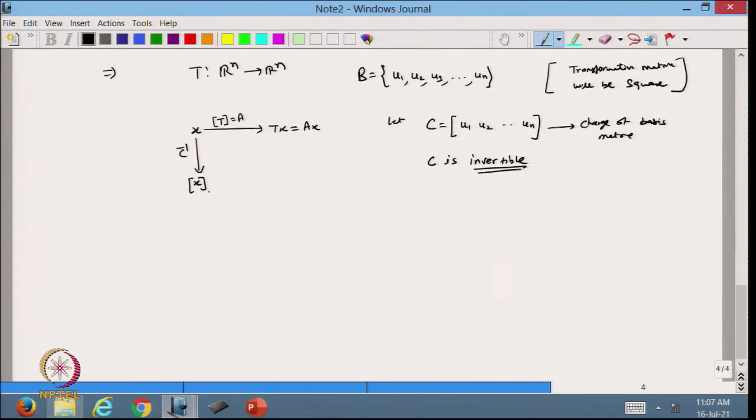So, I apply this one and I will get the coordinate of the same x with respect to the basis B. The same thing I apply here, C inverse, and I get from here the coordinate of T x with respect to B, and that can be written as again A x with respect to B. Now, from here I know that I can go directly by applying my transformation T, the matrix with respect to basis, and this is the matrix we have previously represented by D.